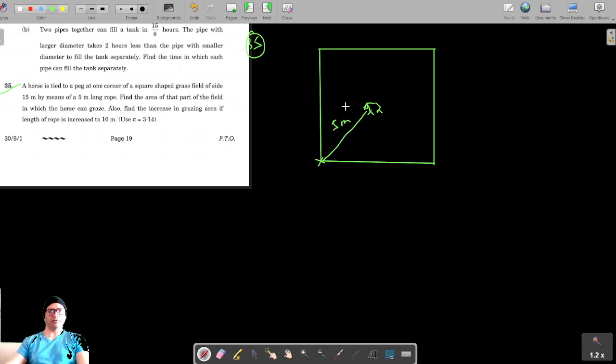So this is the 5 meter long rope, and this is the area where the horse can graze, which is in the shape of a quadrant and which has angle 90 degrees. So the length of the rope is 5 meters, so it can be extended to a maximum distance of 5 meter. And the side of the square-shaped grass field is 15 meter. So that means it's not going beyond this field. Now we have to find the area of that part of the field in which the horse can graze.